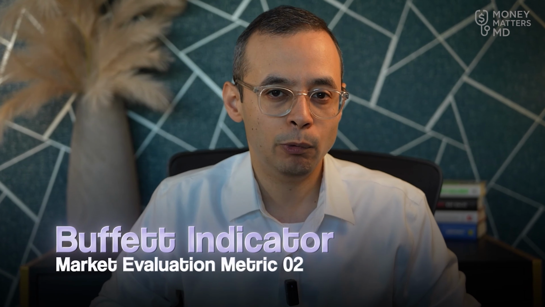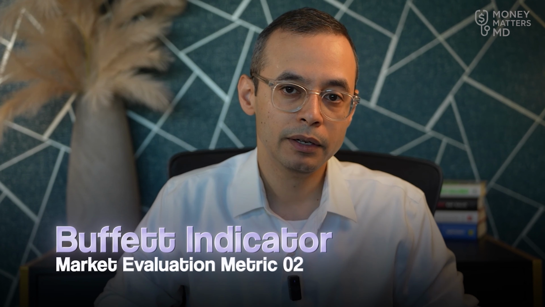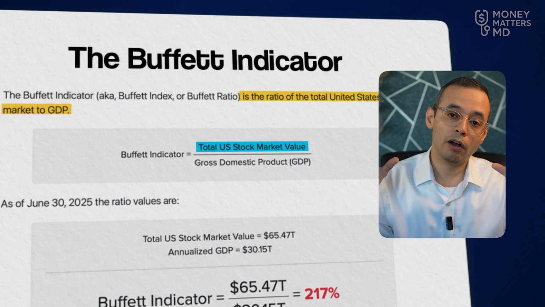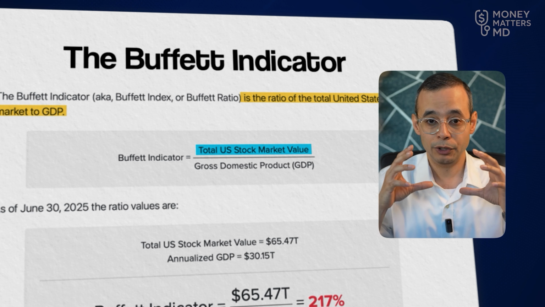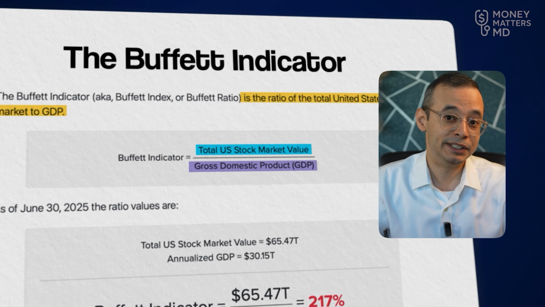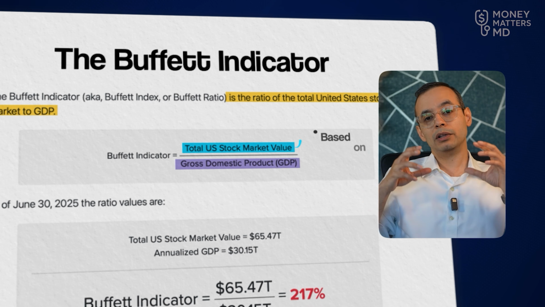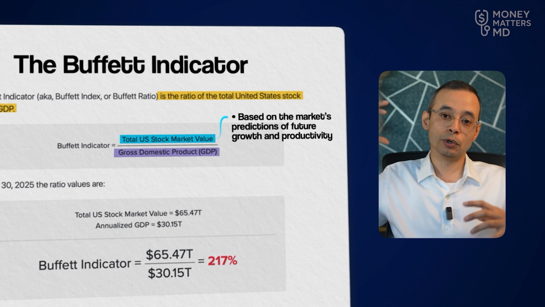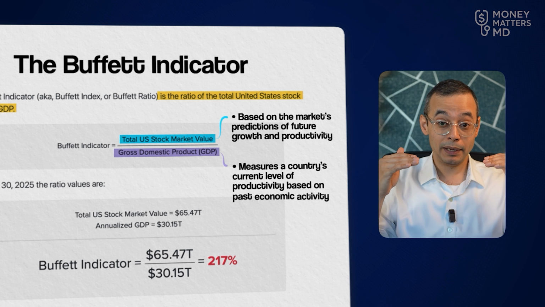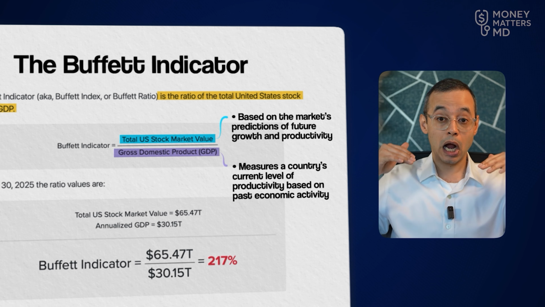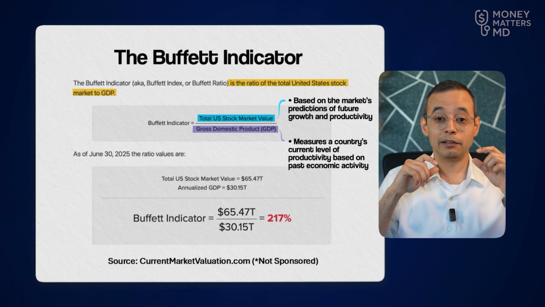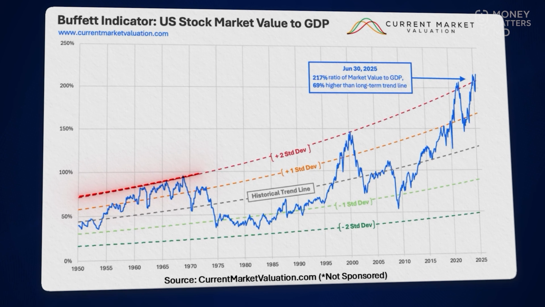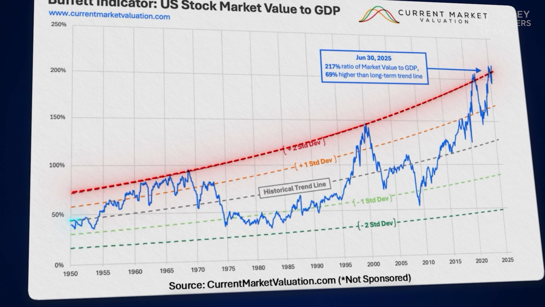Now the second valuation metric is the Buffett indicator. It's named after Warren Buffett. A Buffett indicator is a ratio of the current total market capitalization of the US stock market divided by the US GDP, or the gross domestic product. The US total stock market capitalization tells you what the market predicts the future growth and productivity will be, and the GDP tells you retrospectively what the current productivity is. This ratio tells you how speculative the market can get. As of right now, the Buffett indicator is more than 2 standard deviations higher than the historic average.